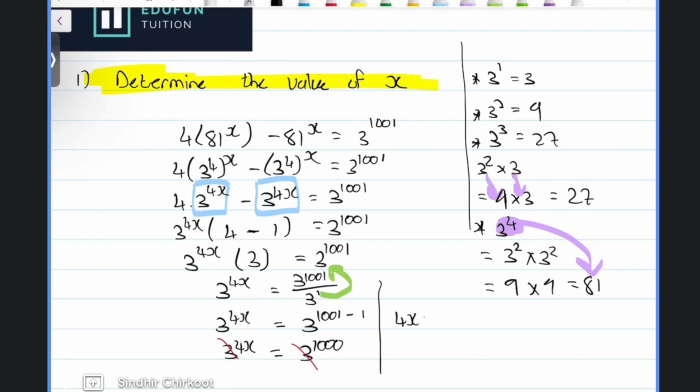And then you have 4x is equal to 1000. And obviously x is then equal to 250. That's easy enough. Okay, so guys, let me find out from you. Any questions on the way I've done this one? Obviously, if you have attempted it, I'm hoping you have gotten to this value as well.